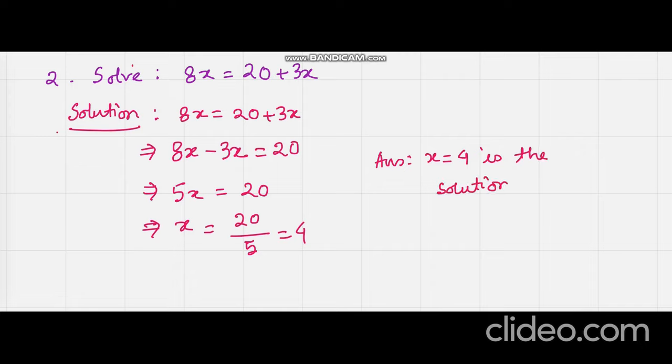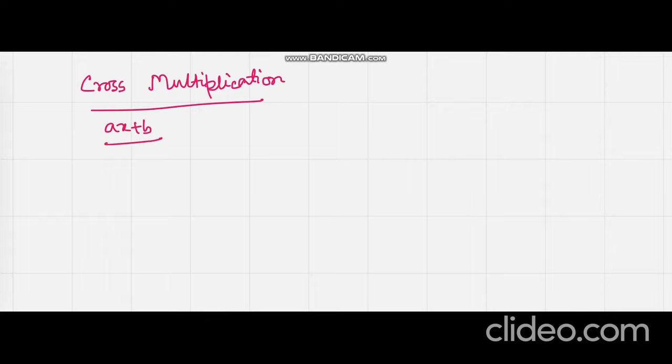Now I will show you some other examples also. So let us learn about the cross multiplication method. So what is that method? Let me give you one example. If we have an expression like ax plus b by cx plus d equal to p by q, then we can just cross multiply, like this.